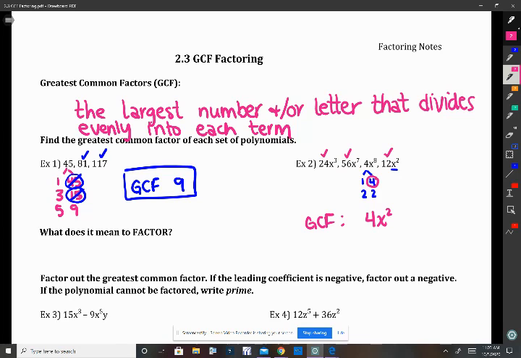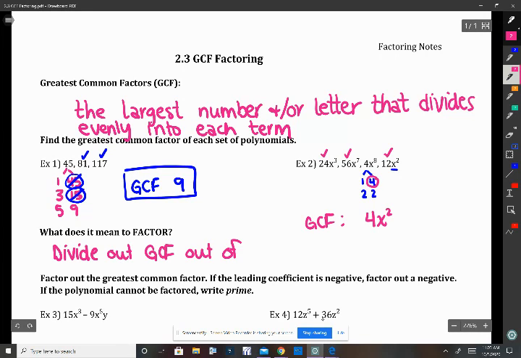So it says, well, what does it mean to factor? So what it means to factor is that we divide out the GCF of each term. So I'm just going to say out of a polynomial.